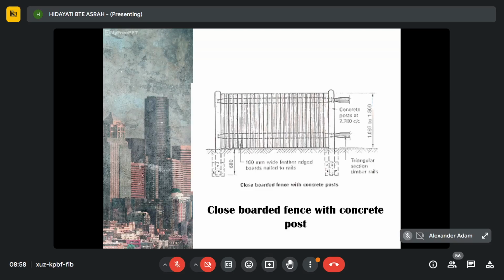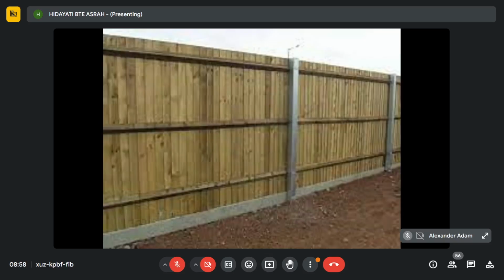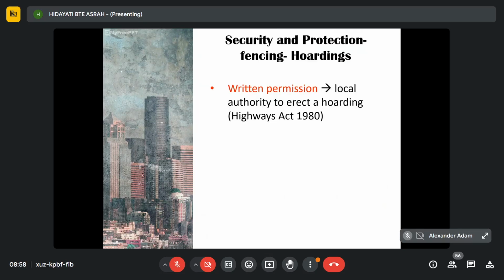So this is an example. Sometimes they use steel sheeting. However, to erect this hoarding, you need to obtain permission from the local authority. This is based on the Highway Act 1890. So you cannot just erect your hoarding fence without permission. You need to get permission first.